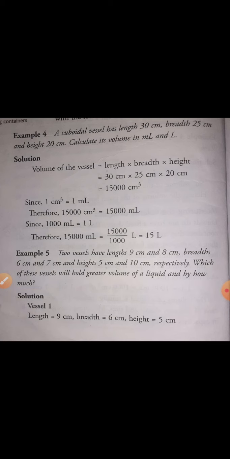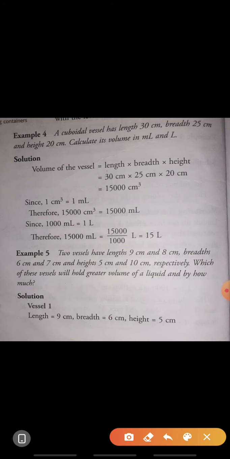As I have told you, capacity has the same unit as that of volume. So the volume of a cuboid is length into breadth into height. It will be the same to measure the cuboidal vessel. The length is 30 cm, breadth 25 cm and height 20 cm. Calculate its volume in milliliter and liter. First you multiply these three numbers, you will get this answer, 15,000 centimeter cube.